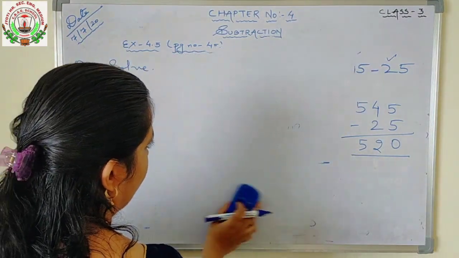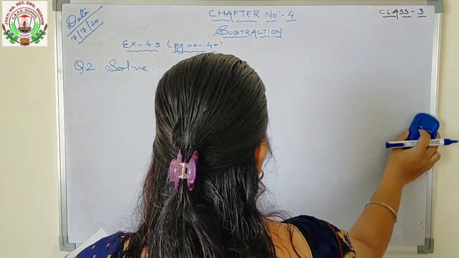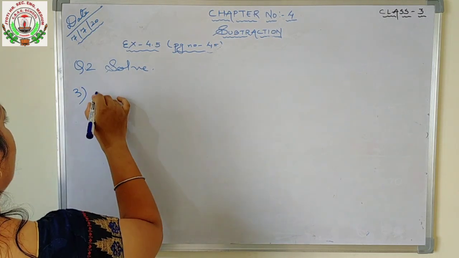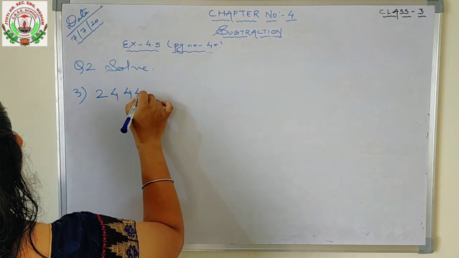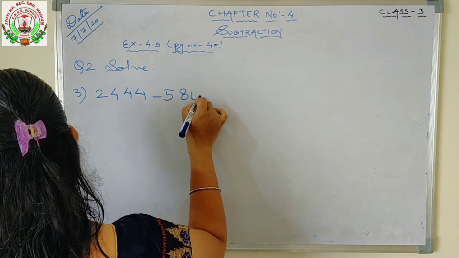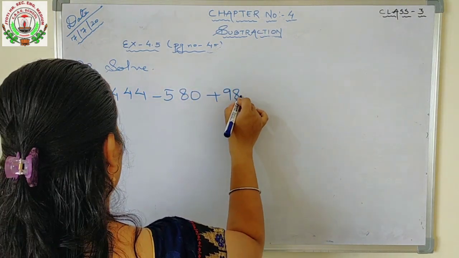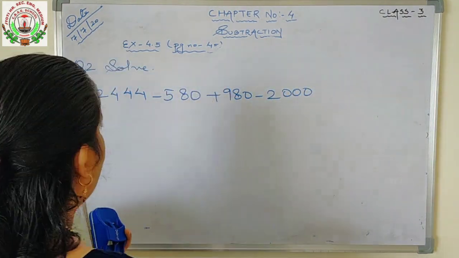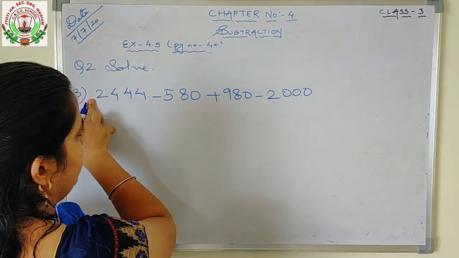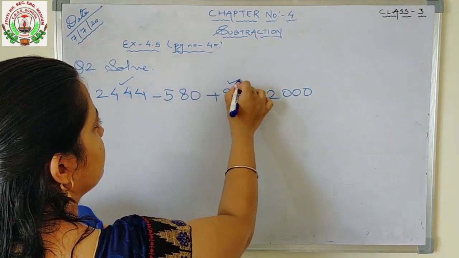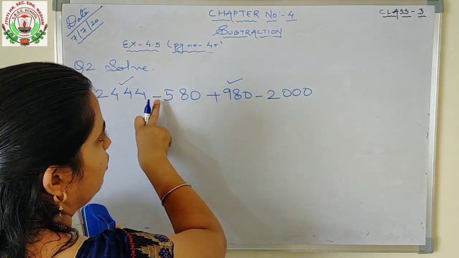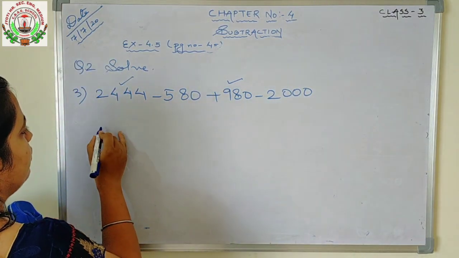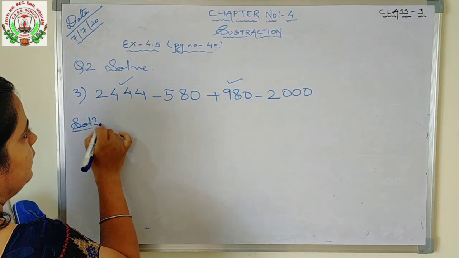Third number of question number 2. What is number 3? Number 3 is 2444 minus 580 plus 980 minus 2000. Okay. First you will find the addition number. Here no sign is given, so this is plus and this is plus. Here subtraction is given, so you have to subtract. Here also subtraction is given, so you have to subtract. First we will add these two numbers. Okay, our solution is, first we will add these two numbers.